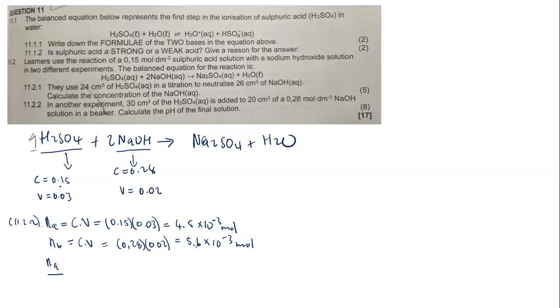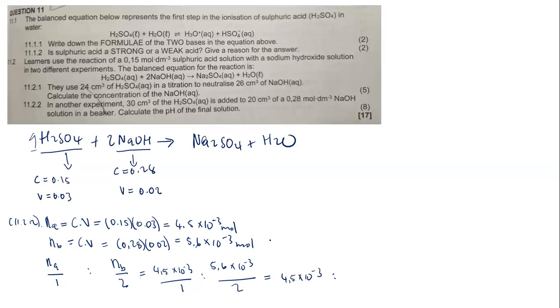In this case, it is most definitely 1. Here we have 1, and for the base, it is 2. We're going to use the number of moles of our base divided by its stoichiometric coefficient, which is 2. Now, number of moles of our acid is 4.5 times 10 to the power negative 3 divided by 1, and the number of moles of base is 5.6 times 10 to the power negative 3 moles divided by 2. Now, when we punch this on our calculator, we get 4.5 times 10 to the power negative 3 divided by 1, which is 4.5 times 10 to the power negative 3.